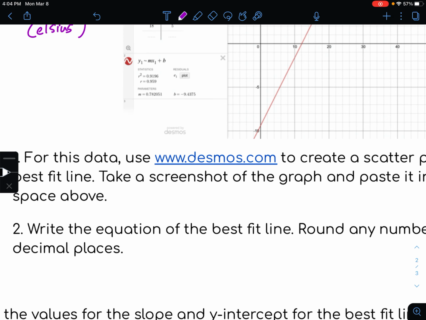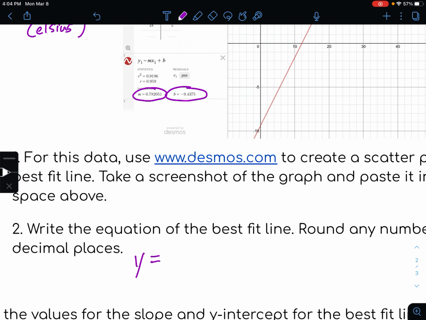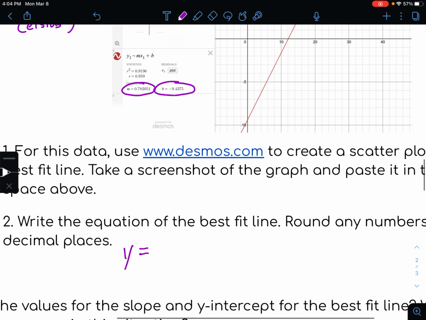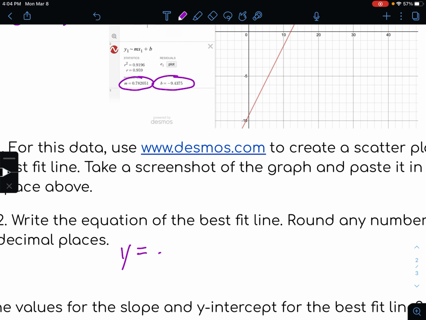All right, write the equation of the best fit line. I'm going to zoom in on this a little bit. So remember our equation is y equals mx plus b, our slope-intercept form, and we're actually given the slope and y-intercept of our line. So our equation, and we'll round any numbers to, what, 2 decimal places. So we're going to do 0.78x, right there. If we round that to 2 decimal places, it's 0.78. And if we round this to 2 decimal places, that will be negative 9.44, I guess. So minus 9.44.